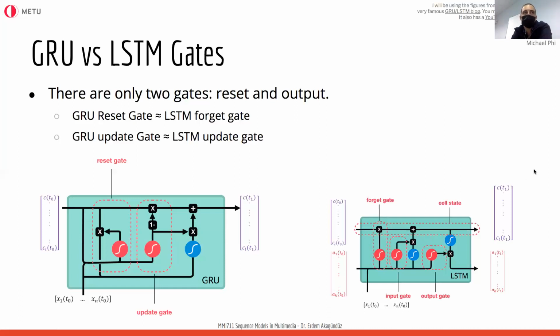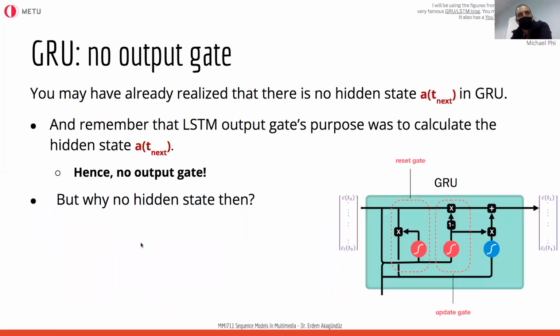Good. So that's quite a comparison. So what about the output gate? The output gate is actually embedded within, it's a creation of the two gates. You may have already realized that there is no hidden state. Remember that the LSTM output gate's purpose was to calculate the hidden state. So no separate state, no separate output gate. Let's use the tanh to create the new state and gate it if we need it.